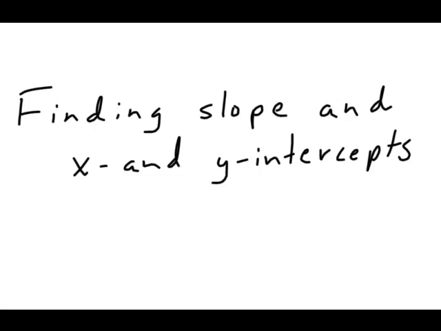So we're going to find slope and x and y intercepts when given either a linear equation, a function table, or a graph. So let's start with a basic linear equation in the form of slope-intercept form. So y equals negative 2/3 x plus 3.